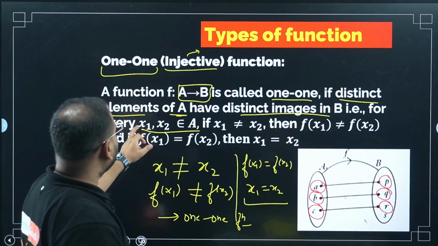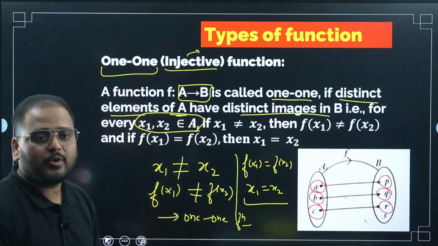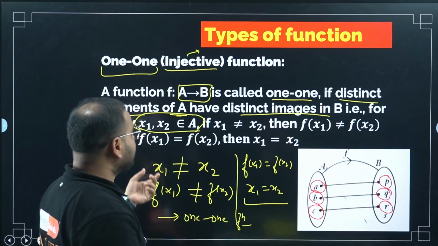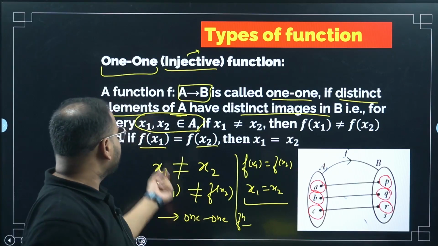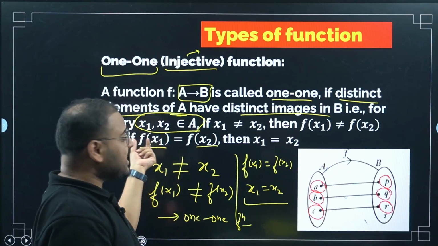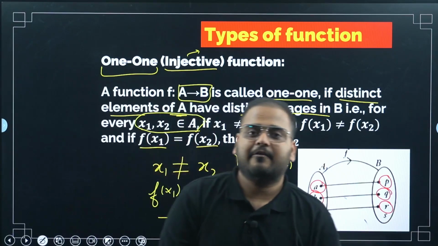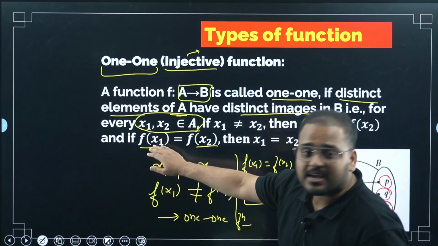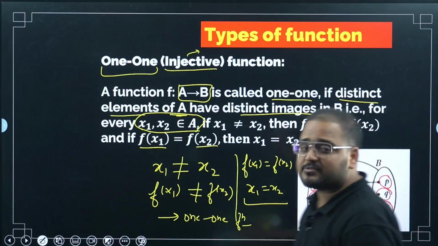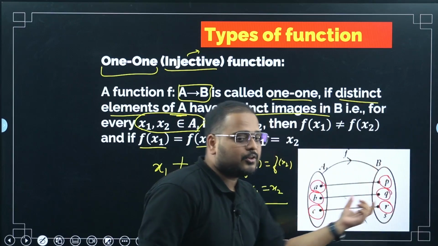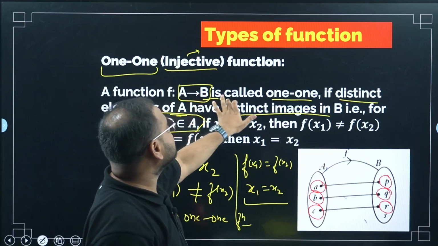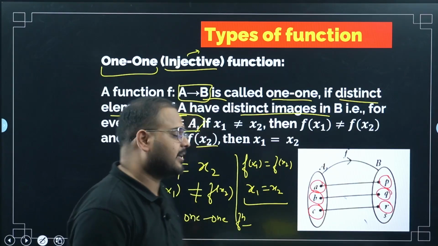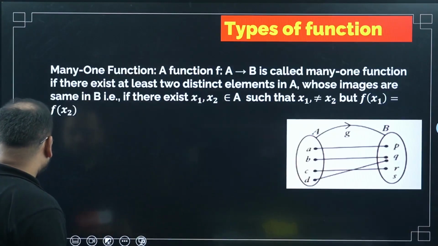Because we have talked about only elements of set A, x1 and x2 belong to set A. Then what are the elements of set B? These are these values, f(x1) and f(x2), right? Because what is f(x1)? It means the image of x1, which is in B. So these f(x1) and f(x2) will be present where? In set B. I hope you can understand that. Okay, chaliye.